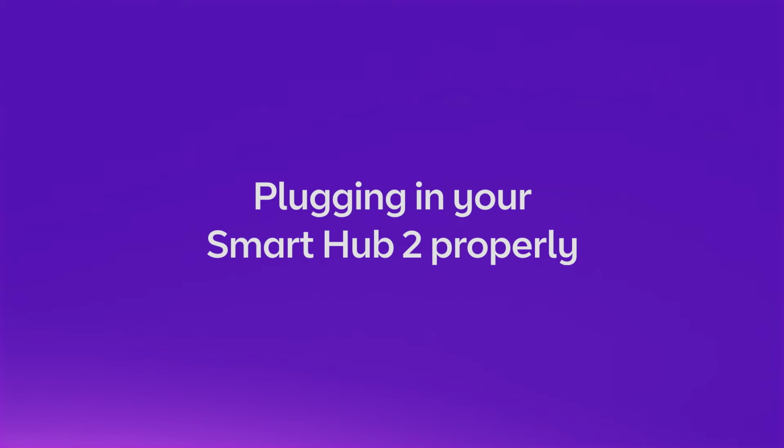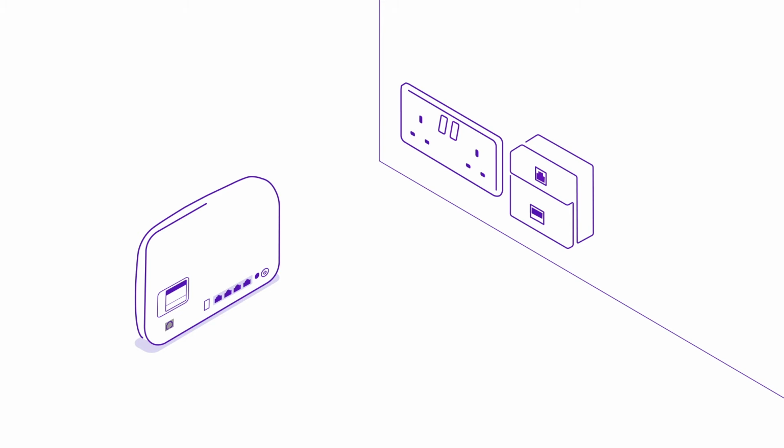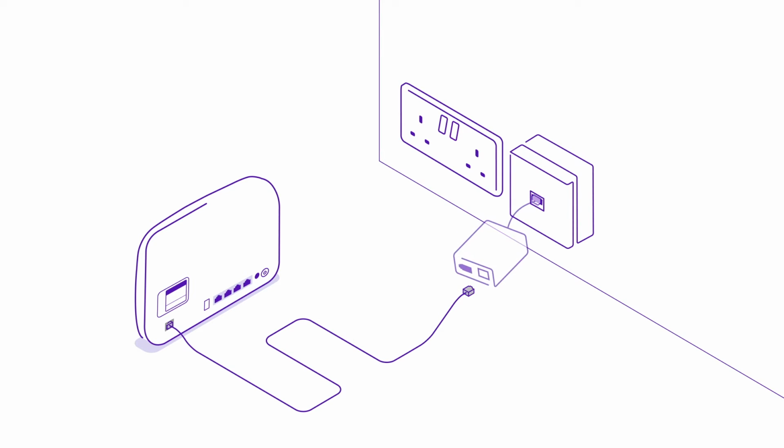Plugging in your Smart Hub 2 properly. To get the best broadband speed, connect to your double master phone socket if you have one. Plug one end of the provided broadband cable, the one with the grey ends, into the broadband socket on the back of the hub. Plug the other end into your double master phone socket. If you only have a single socket, use the microfilter provided and plug the broadband cable into that.